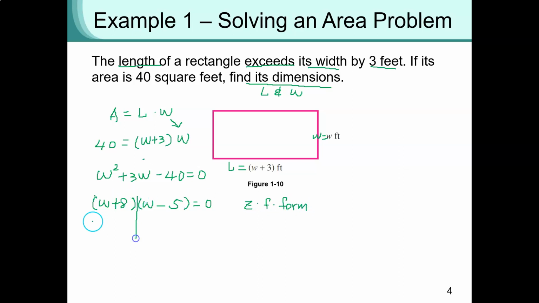From the zero factor form, we can solve for the unknown variable by using the zero factor theorem. So we set W plus 8 equals 0, which is W equals negative 8. W minus 5 equals 0. So we get W is equal to 5. So we have two solutions. However, this is a geometric problem. When we have a geometric problem, we don't take the negative solution because it doesn't make sense. So we only have one solution, the width is 5.